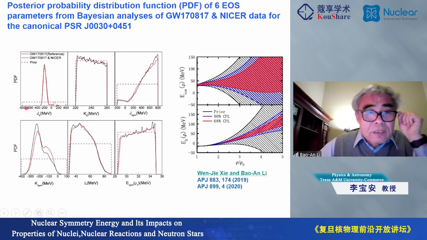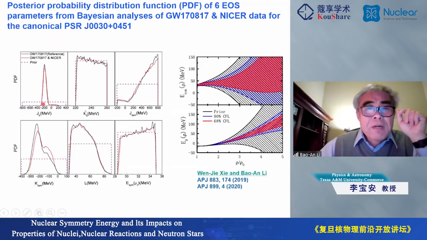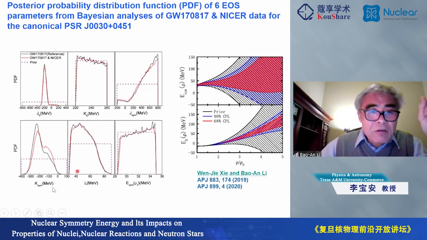This is the prior distribution. And you see that the radius data really constrain very tightly the skewness of the symmetric nuclear matter equation of state to be around minus 200 MeV. But K0, the incompressibility of symmetric matter at normal density, or the symmetry energy at normal density, have very little effect. Both the slope parameter L and the curvature of the symmetry energy also get significantly narrowed down compared to their initial uniform distribution. The peak here is around 50 MeV or so with a relatively large width.